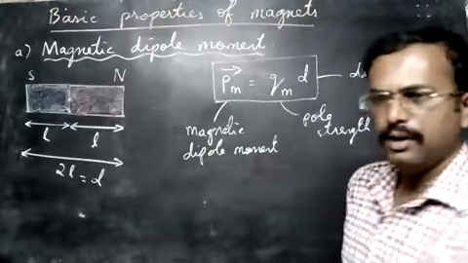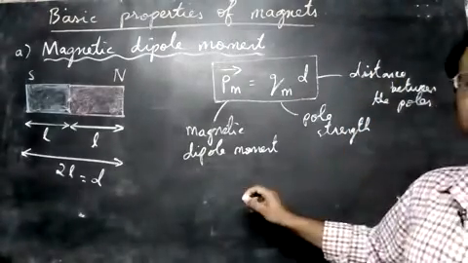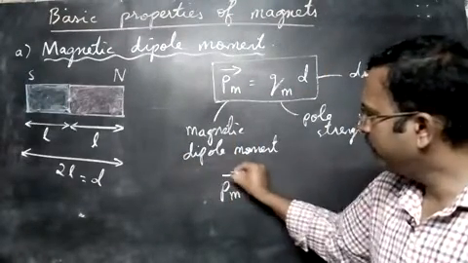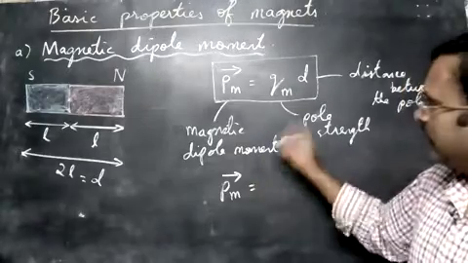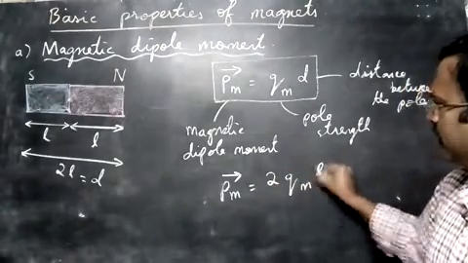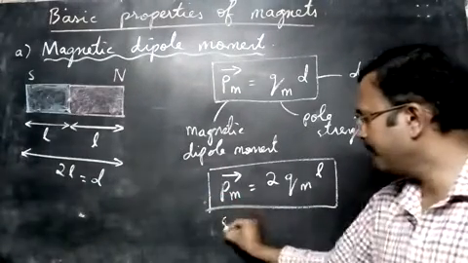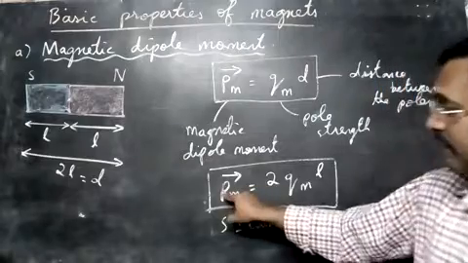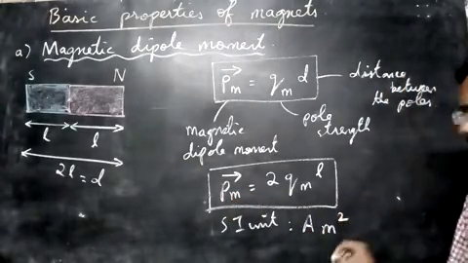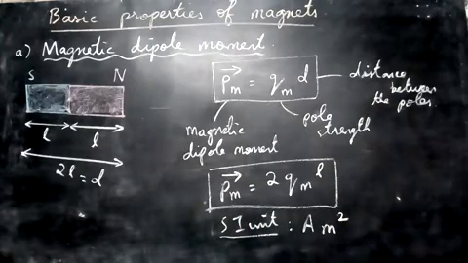So this is one way you can write it. Another way is there. D is equal to 2L, so let's substitute. The magnetic dipole moment is equal to Qm into 2L, that is 2 Qm L. This is another way of writing it. Now let us see the SI unit of this dipole moment. The SI unit is ampere meter square, where A stands for ampere. That's the SI unit of magnetic dipole moment.